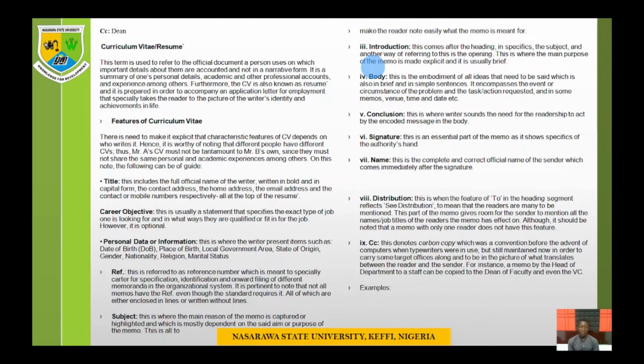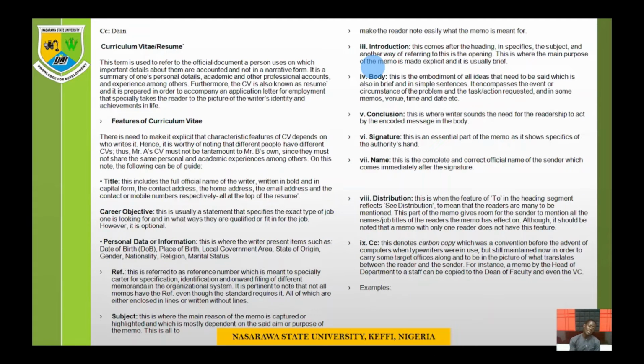1. Title. This includes the full official name of the writer, written in bold and in capital form, and the contact address, the home address, the email address, and the contact or mobile numbers respectively, all at the top of the resume. So on picking your resume, we should be able to see you capturing all these things in your title.